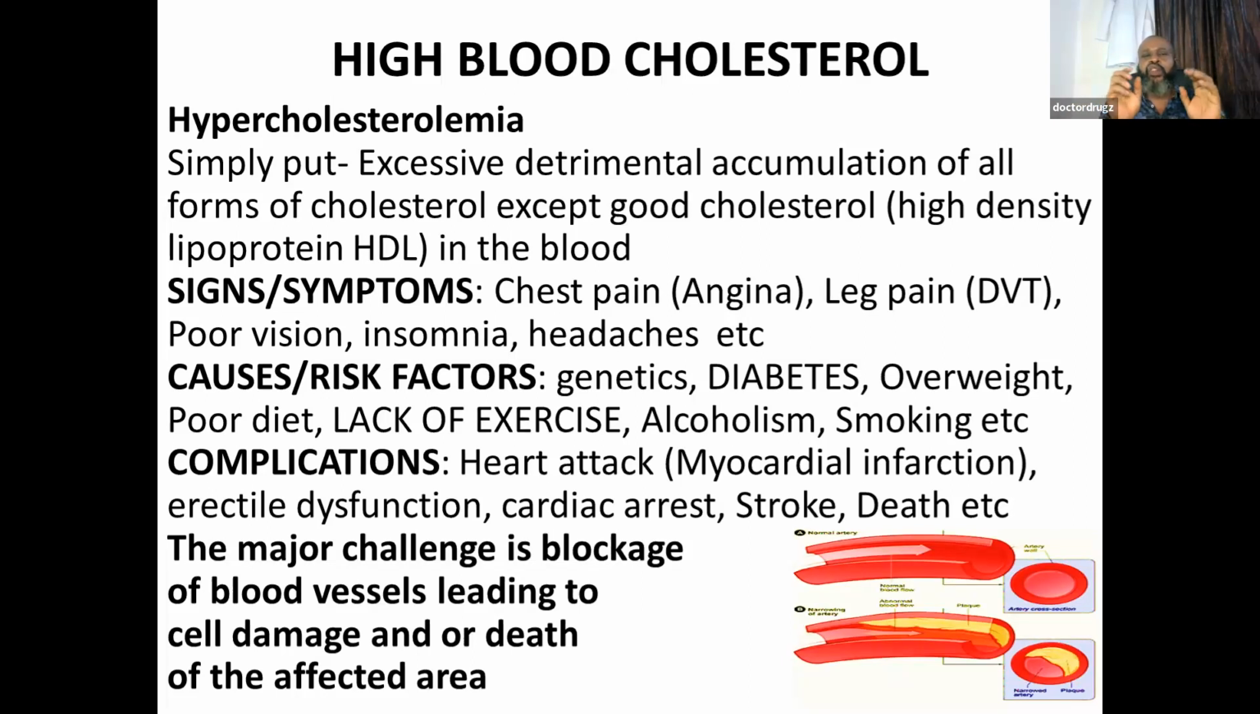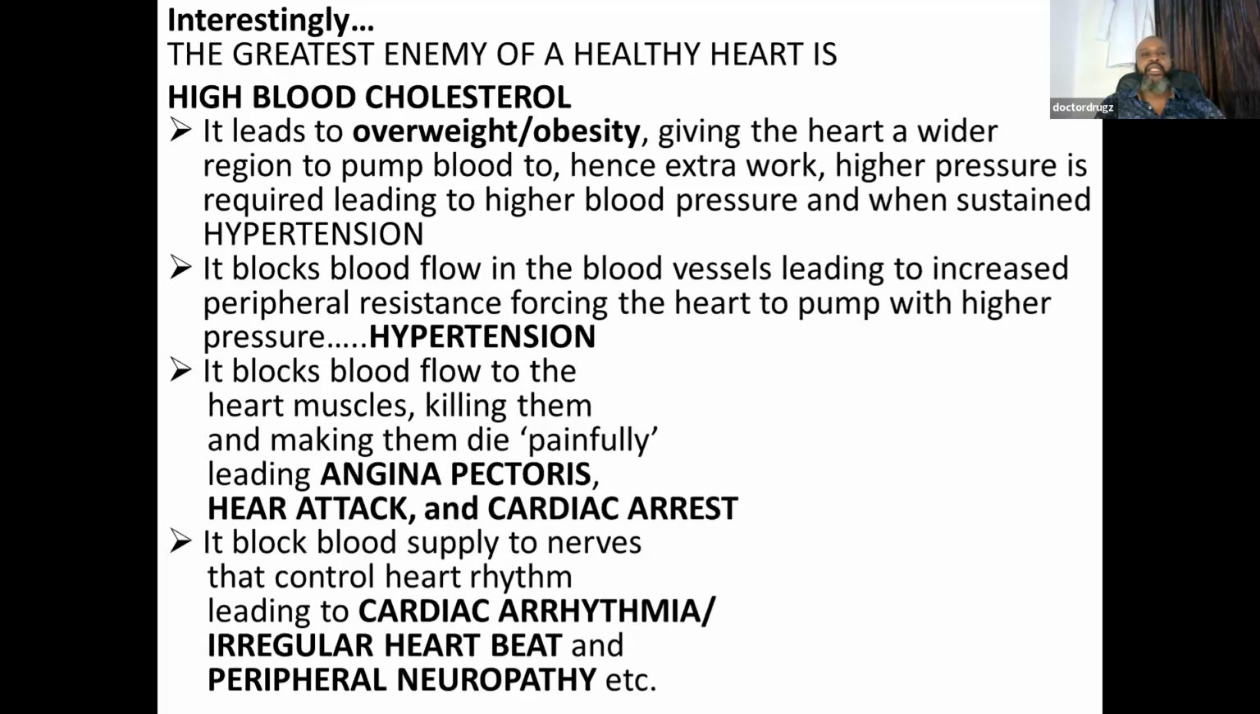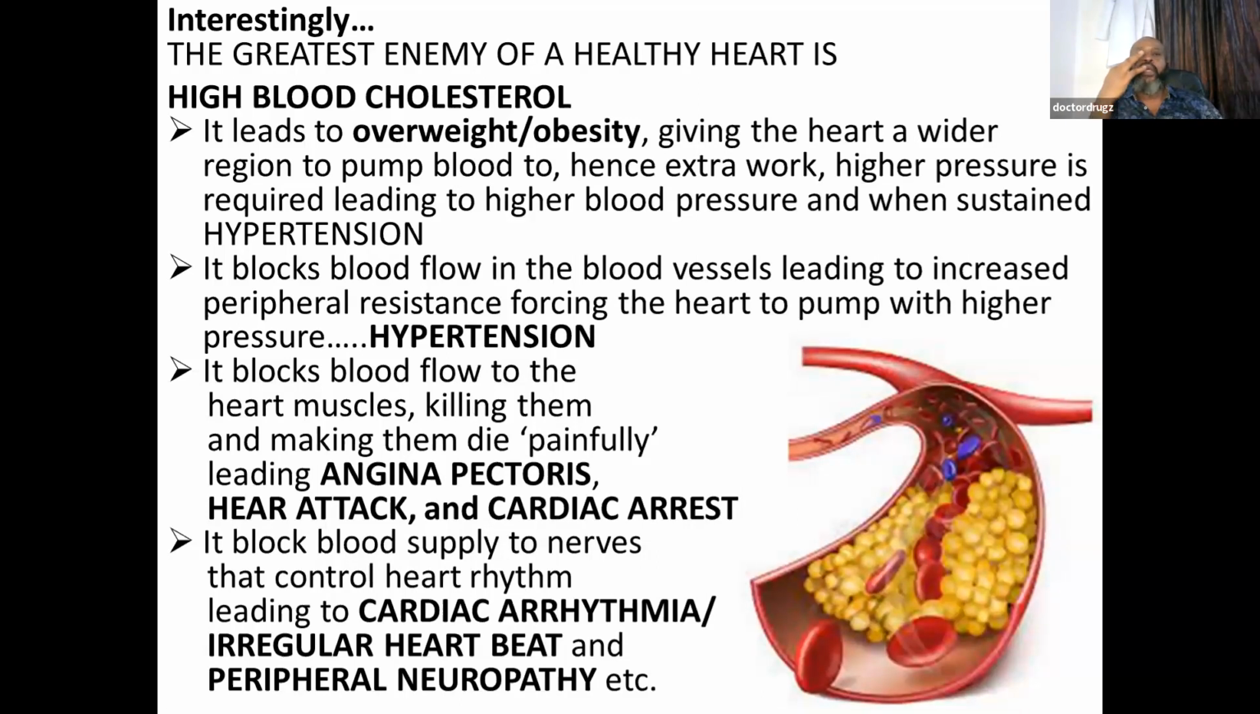So the major challenge is basically blockage of blood vessels leading to cell damage and or death in the affected area. But interestingly, the greatest enemy of a healthy heart is what? High blood cholesterol. And it can lead to what? Overweight or obesity. That's what people do not understand. They go together. These lifestyle diseases move together. They have their own clique. That's why you see type 2 diabetes, fatty liver disease, high blood cholesterol, hypertension, stroke, myocardial infarction. They're all cousins and they move around together one way or the other. Obesity as well. One can cause the other. So you can see they're all interwoven in one terrible way that I can explain a bit right now.